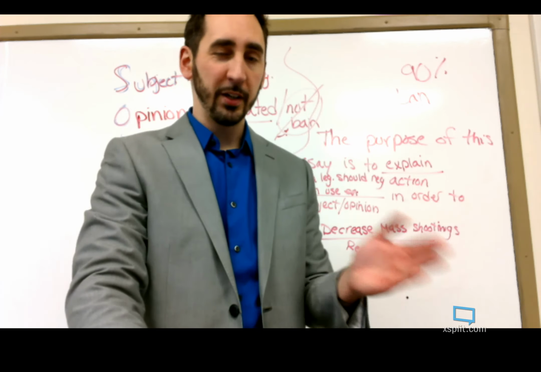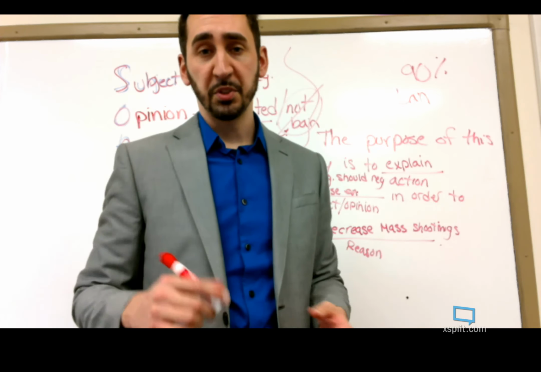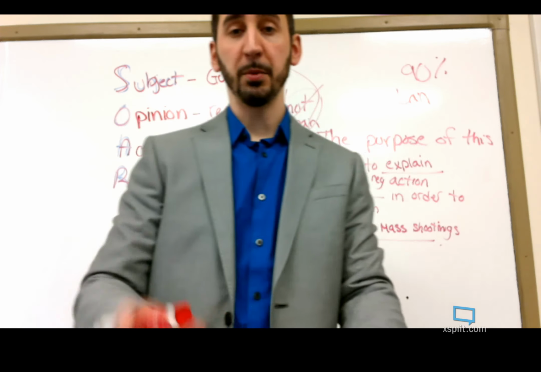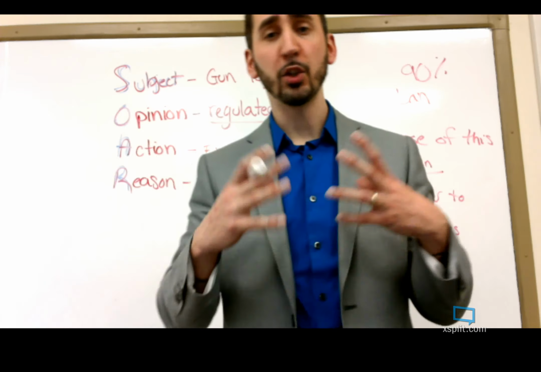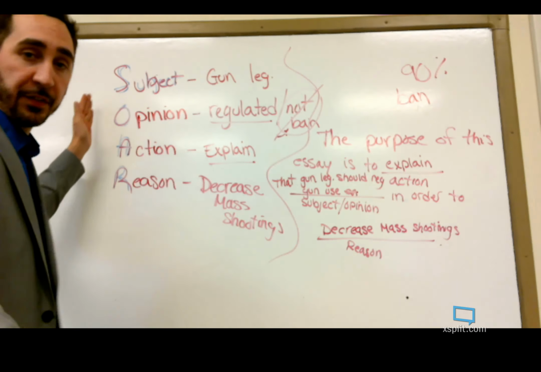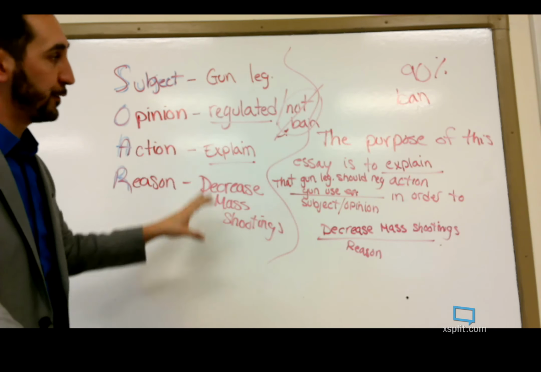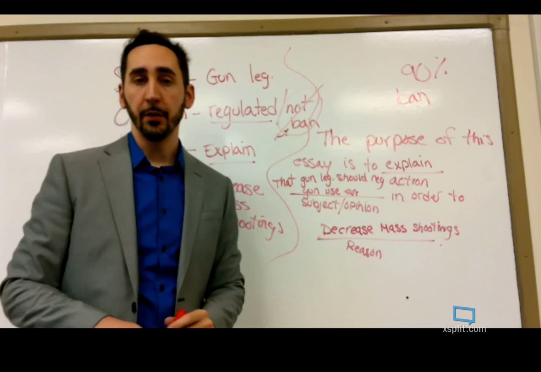So the Android and iPhone, that's more of a 50-50. You need something that's more overwhelming than that. 60, 70, 80, 90% of people say something and you disagree with them. That's the goal that we're shooting for here. Once you figure that out, then you can start working on the subject, opinion, action, reason, the SOAR acronym. Once you get those things kind of filled in, then you can start working on the actual thesis.